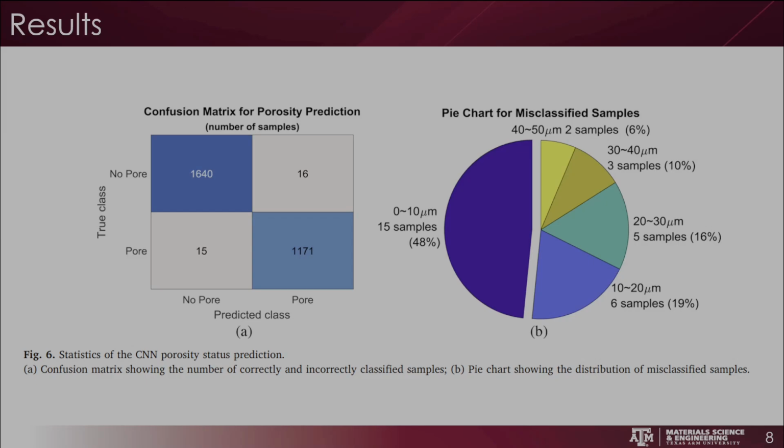And on the right, there's a pie chart showing the misclassification for each of those 31 samples, and we can see that the majority of them were from the 0 to 10 micron samples. So it can be seen that at much lower sizes, the accuracy of the model goes down significantly, and going up in each of these sizes, the smaller the pore, the more samples that were misclassified, with the 40 to 50 micron having the least number of samples misclassified.